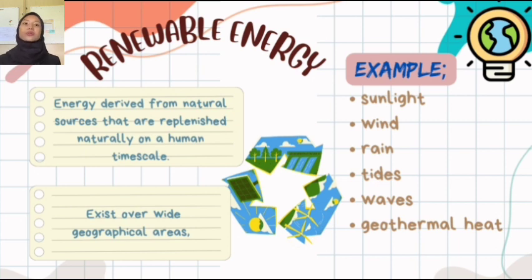As you know, renewable energy consists of three parts: solar energy, wind energy, and hydro energy. Renewable energy is energy derived from natural sources that are replenished naturally on a human timescale. In addition, it exists over wide geographical areas. Examples of renewable energy are sunlight, wind, rain, tides, waves, and geothermal heat.